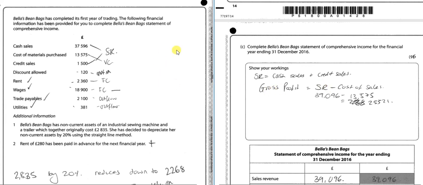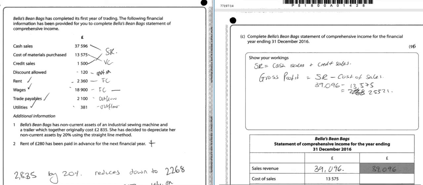So Bella's Beanbags has completed its first year of trading. The following financial information has been provided for you to complete Bella's Beanbag Statement of Comprehensive Income. So we can see that we've got cash sales, so that's obviously part of our revenue, together with credit sales, which is highlighted here as well. So that would also be part of our revenue. Those two would need to be added together, and we can just see down here that the sales revenue does then total £39,096, okay? But there are areas here that you need to make sure that you exclude from this calculation.